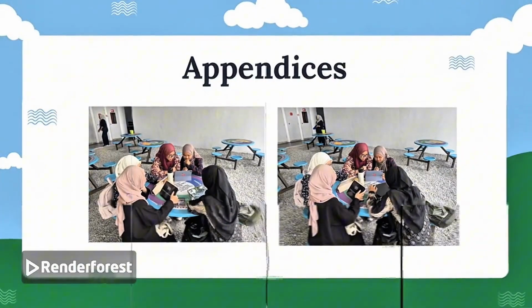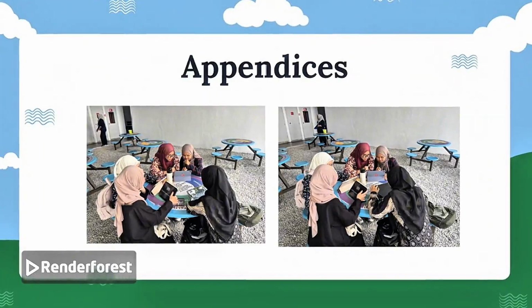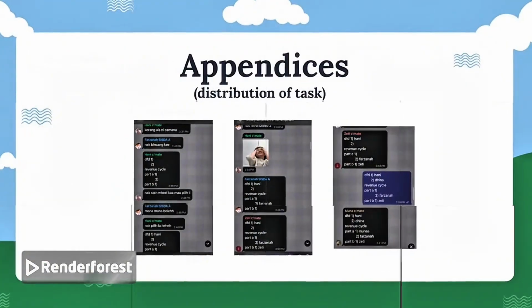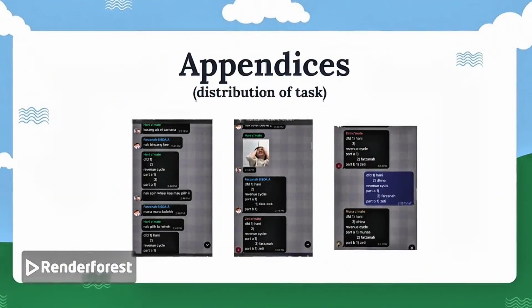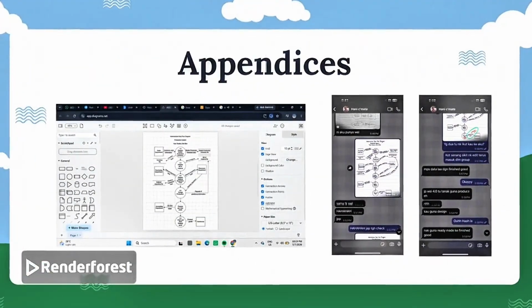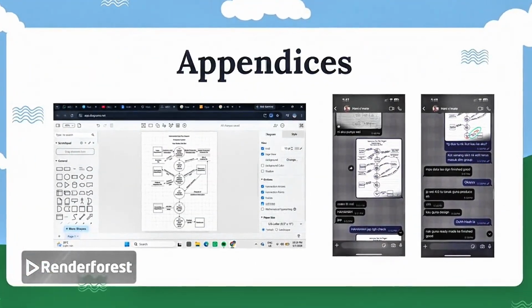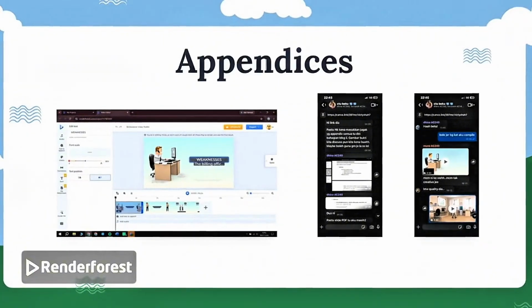Here is our appendices, sitting together to work on our assignment. Distribution of tasks through WhatsApp. Developing the data flow diagram. Editing the video and reviewing it with group members for confirmation.